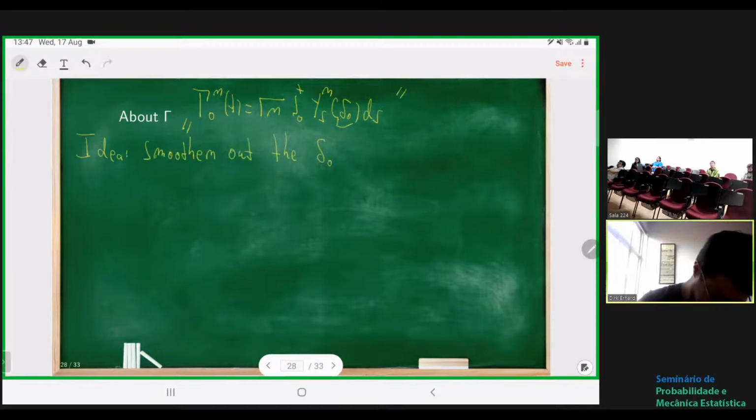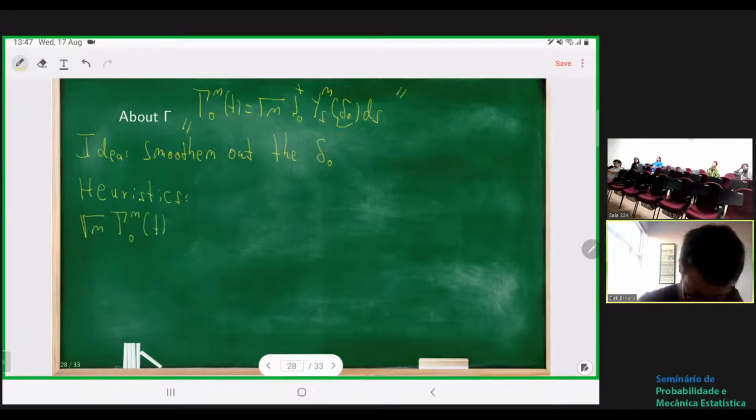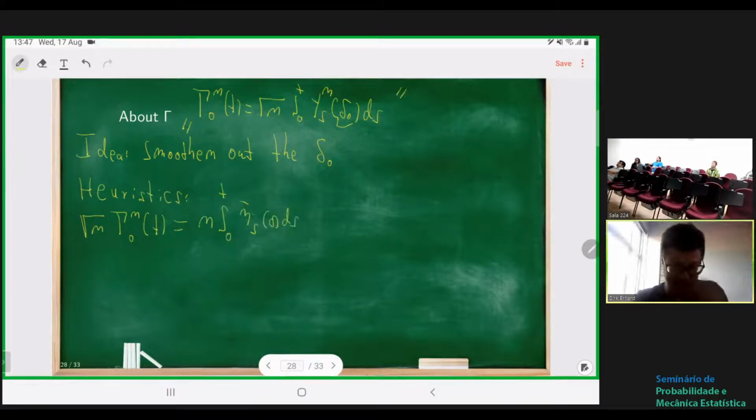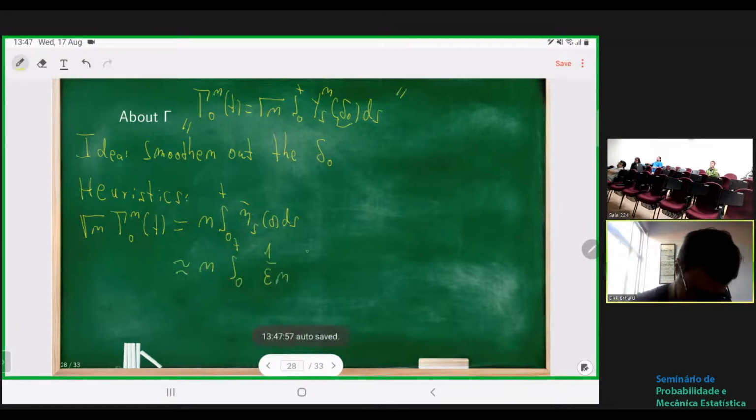The way it works is the following heuristics. Square root of n, the occupation time, is the integral of n times eta bar s of 0 ds. Here you essentially see the Dirac at 0. And now the idea is you want to smoothen it out. The way to smoothen it out is to take a spatial average. Of course, you need to justify this, but this is something you can do. Eta s of x.